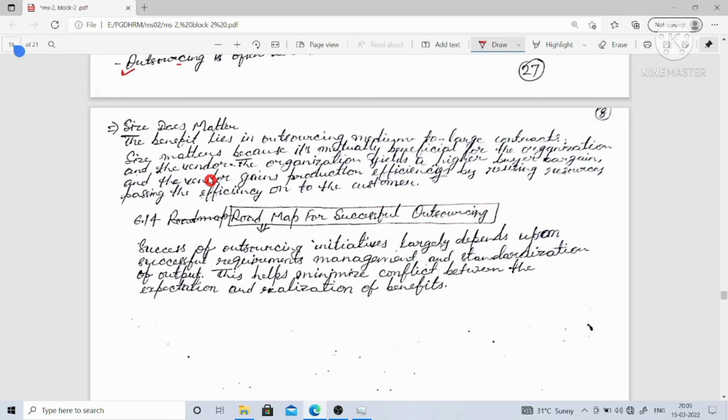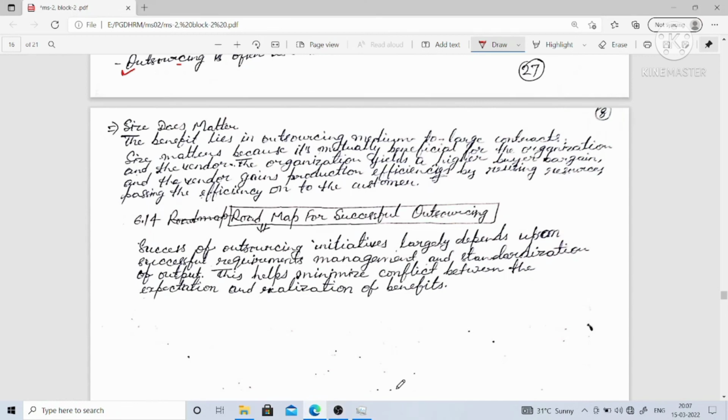Roadmap for successful outsourcing. Success of outsourcing initiatives largely depends upon successful requirements management and standardization of outputs. This helps minimize conflict between expectations and realization of benefits.